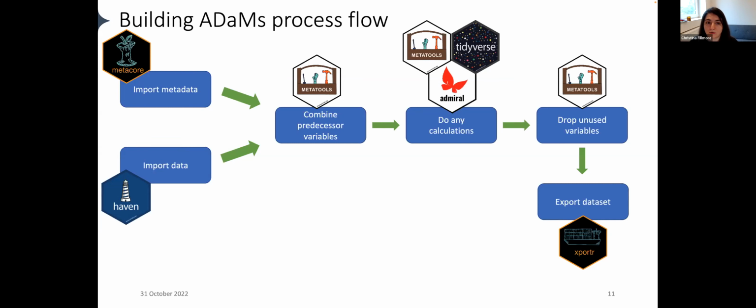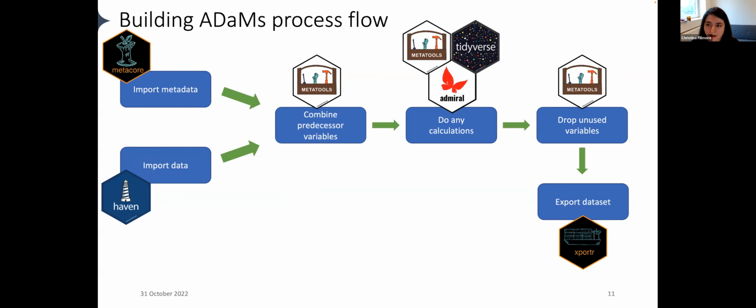So then you're going to want to go on to the next step, which is combining these predecessor variables together. To do that combination, there's a package for you called metatools. Metatools makes metacore interesting. Metacore without metatools is kind of just like a box. It's a nice box, but it's a box. So we want to make the box fun and interesting and do things. And so we're going to use metatools. Then when it comes to doing any calculations, you're probably going to want to use a little bit of metatools, also just all of the tidyverse, and also admiral. This combination of things will probably solve basically every one of your ADaM building needs.